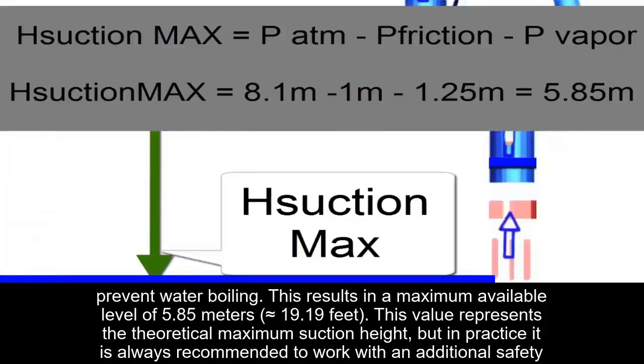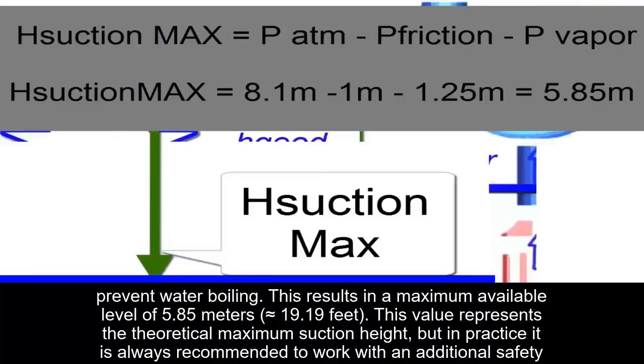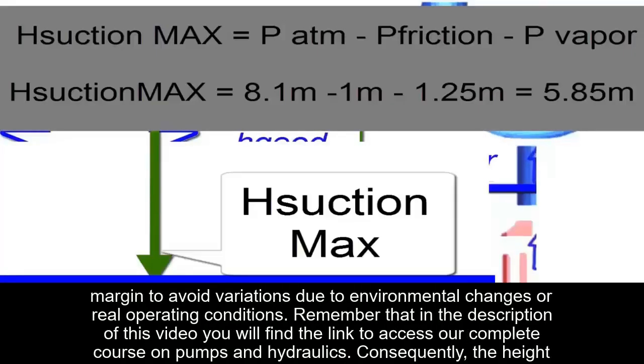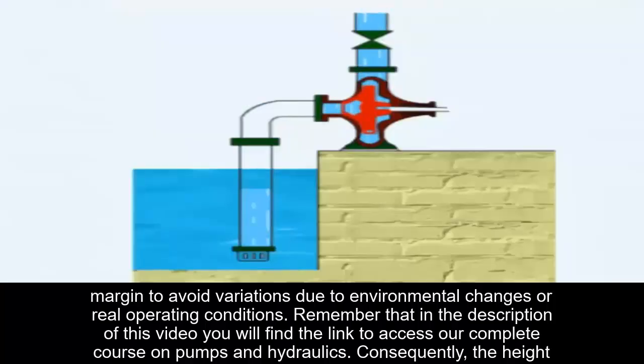This value represents the theoretical maximum suction height, but in practice it is always recommended to work with an additional safety margin to avoid variations due to environmental changes or real operating conditions.